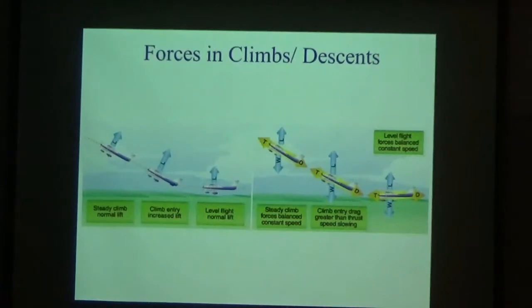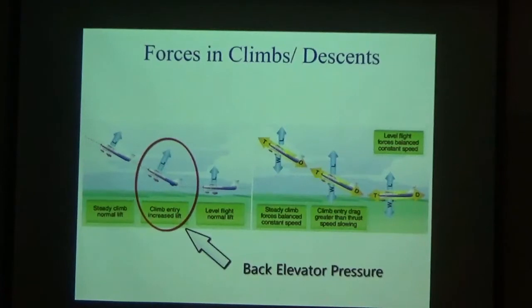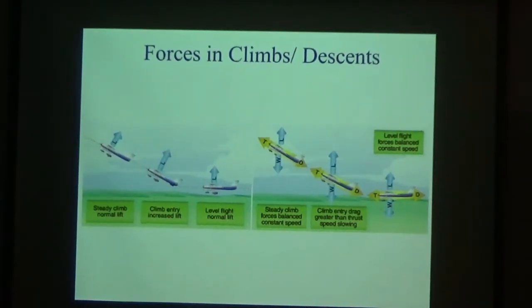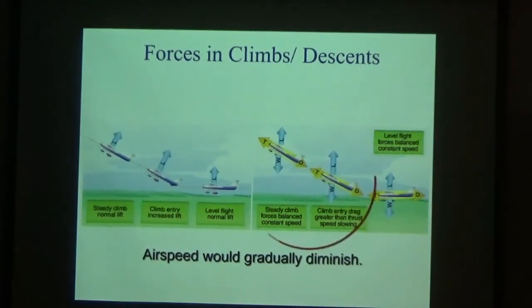An aircraft is balanced whether it is in straight and level flight or in a climb. However, to transition from straight and level to a climb, there must be back elevator pressure applied. When this happens, the wings have an increased angle of attack and momentarily generate more lift. If no power was added for the climb, the airspeed would gradually diminish because the thrust required for a climb is greater than the thrust required for level flight.